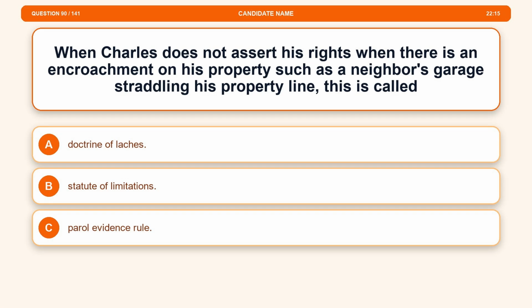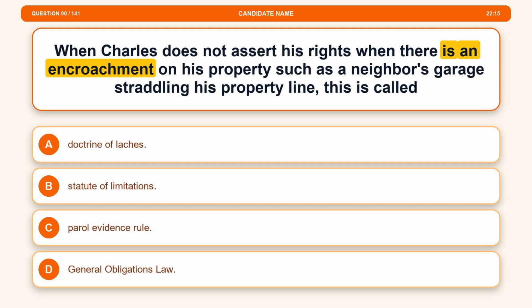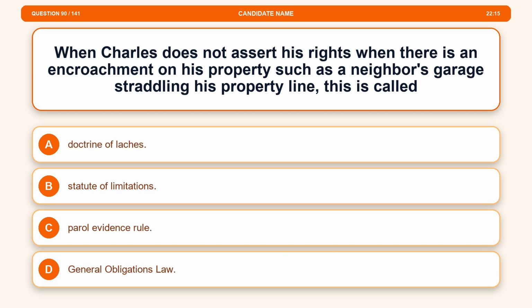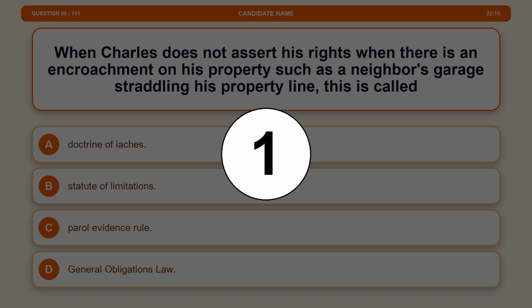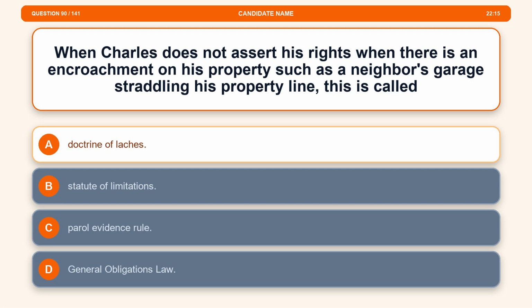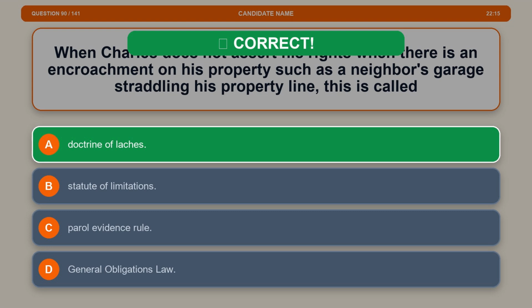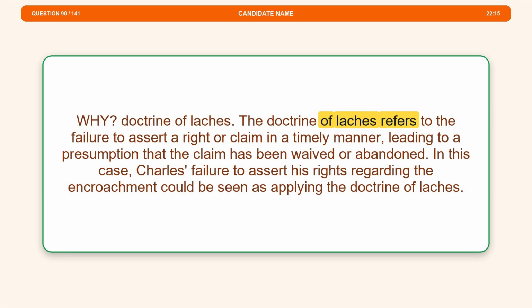Question 90. When Charles does not assert his rights when there is an encroachment on his property, such as a neighbor's garage straddling his property line, this is called: option A, the doctrine of laches; option B, statute of limitations; option C, parol evidence rule; option D, general obligations law. The correct answer is option A, doctrine of laches. The doctrine of laches refers to the failure to assert a right or claim in a timely manner, leading to a presumption that the claim has been waived or abandoned. In this case, Charles' failure to assert his rights regarding the encroachment could be seen as applying the doctrine of laches.